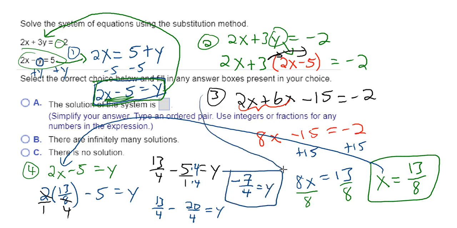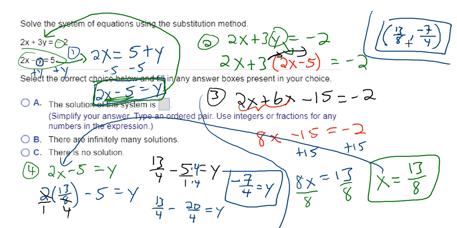All right, so step 3 is over here, step 4 is right here. Okay, so now we have our x and our y. So the way you type this into Math Excel is as an ordered pair, 13/8, comma, negative 7/4. Well, let's try that again. Okay, negative 7/4. All right, so hopefully that's somewhat legible. But that's the answer you type into Math Excel.